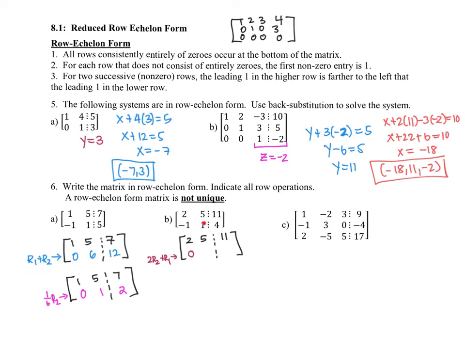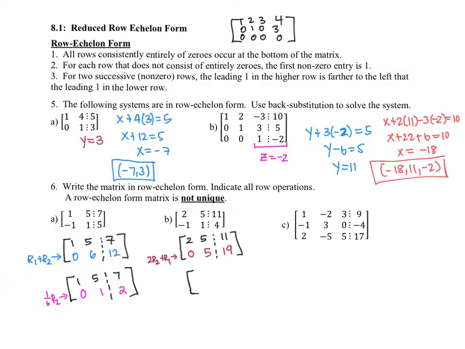2 times row 2, 2 times 1 is 2 plus 5, 7. 2 times 4 is 8. 8 plus 11 is 19. Okay, I got the 0. I got all the zeros I need. Now I just need to turn this to a 1 and this to a 1. And I save that for last because it's always the easiest step.